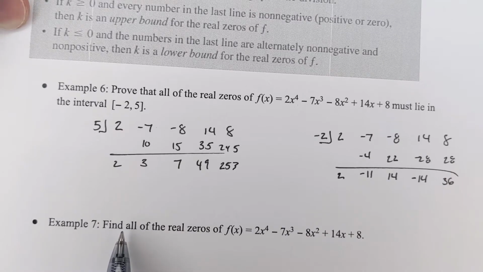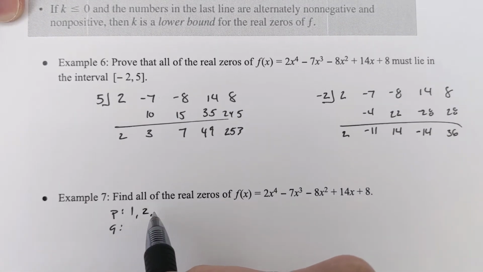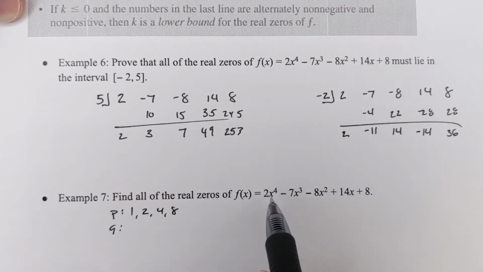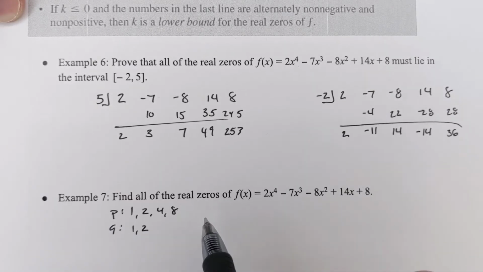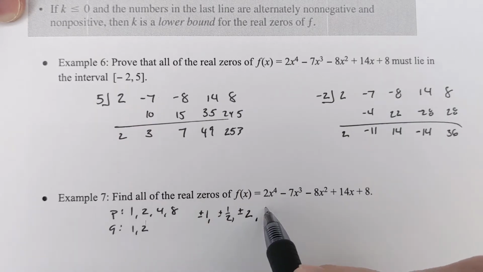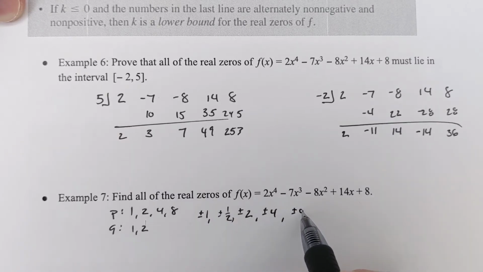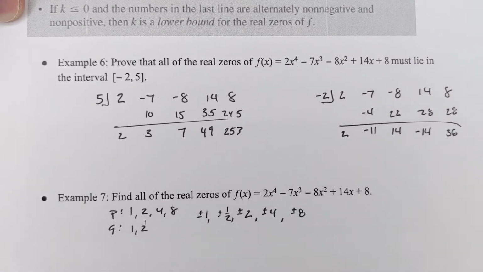All right, so example 7, find all the real zeros of this guy. So we'll do our P and our Q first. P is the factors of 8: 1, 2, 4, and 8. Q is the factors of the lead coefficient, 1 and 2. So our possible solutions are plus or minus 1, 1 over 1, plus or minus 1/2, 1 over 2. 2 over 1 is 2. 2 over 2 is 1, I already have it, so I don't need that one. 4 over 1, so plus or minus 4. 4 over 2 is 2, I already got it. 8 over 1 is 8. 8 over 2 is 4, I already got it. So these are the possible rational solutions.